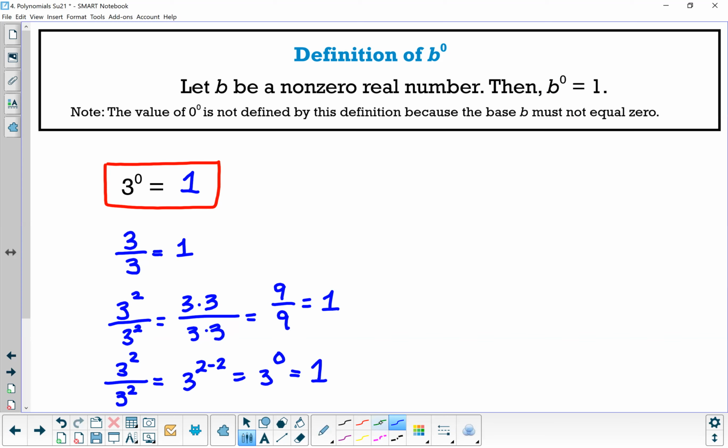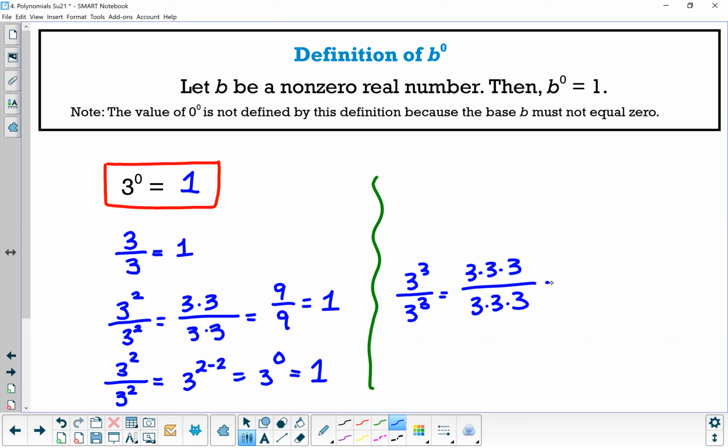All right, so that's a bit of a rough proof. Let's look at this in one more example. Let's consider 3 cubed over 3 cubed, right? So again, that's 3 times 3 times 3 over 3 times 3 times 3, which gives us 27 over 27, which again is 1.